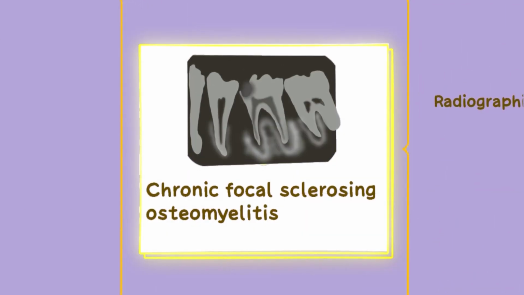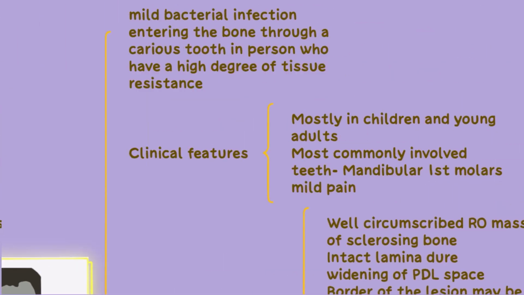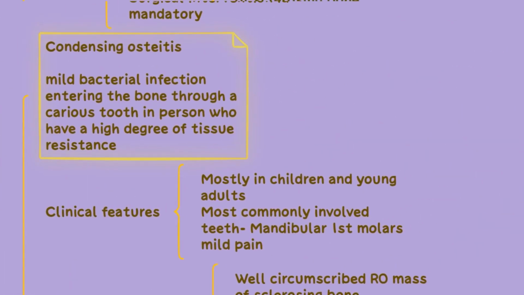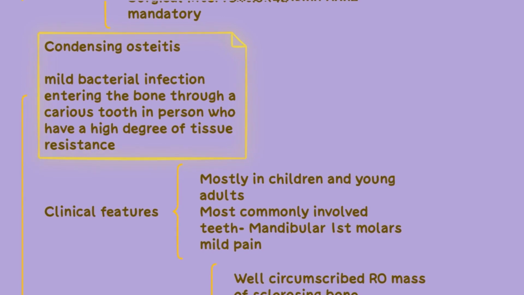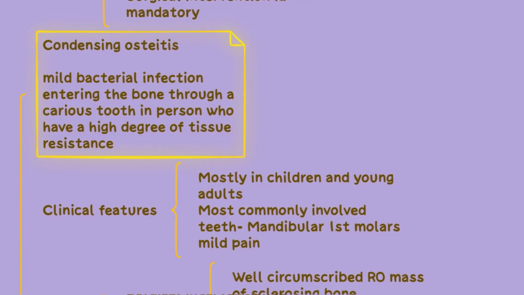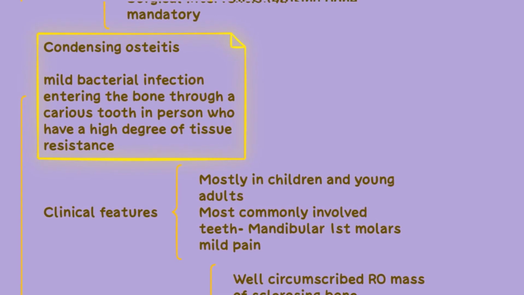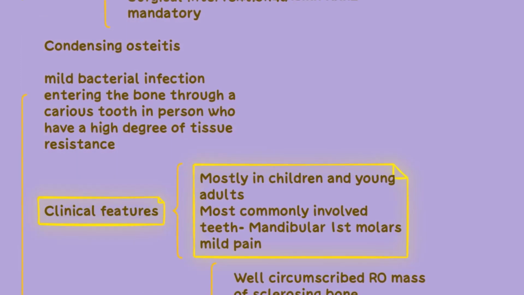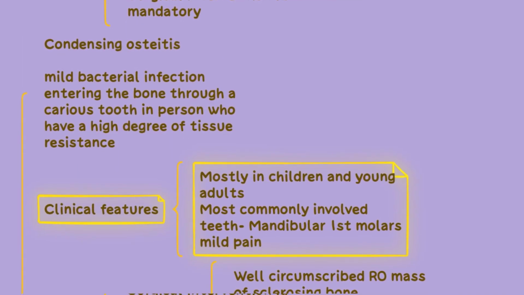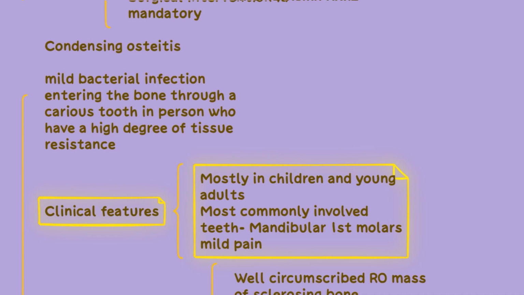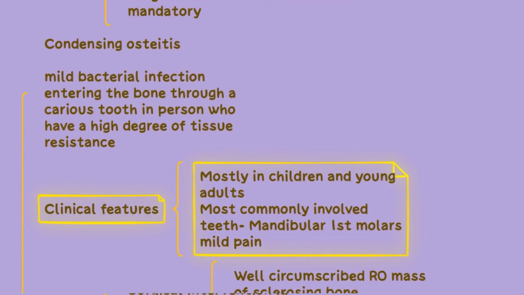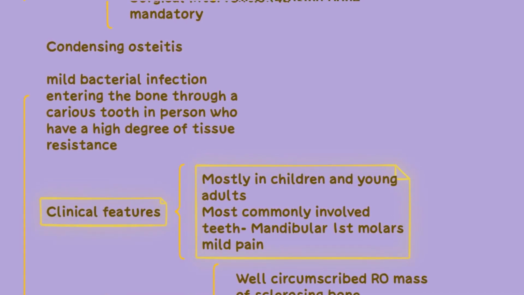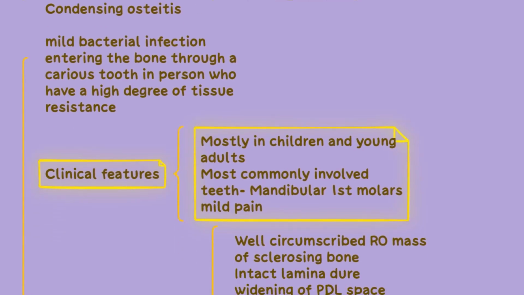Chronic focal sclerosing osteomyelitis, also known as condensing osteitis, is caused by a mild bacterial infection that enters the bone through a carious tooth. It commonly occurs in individuals who have a high degree of tissue resistance. This condition is most commonly observed in children and young adults. The mandibular first molars are the teeth most frequently involved. Patients may experience mild pain.